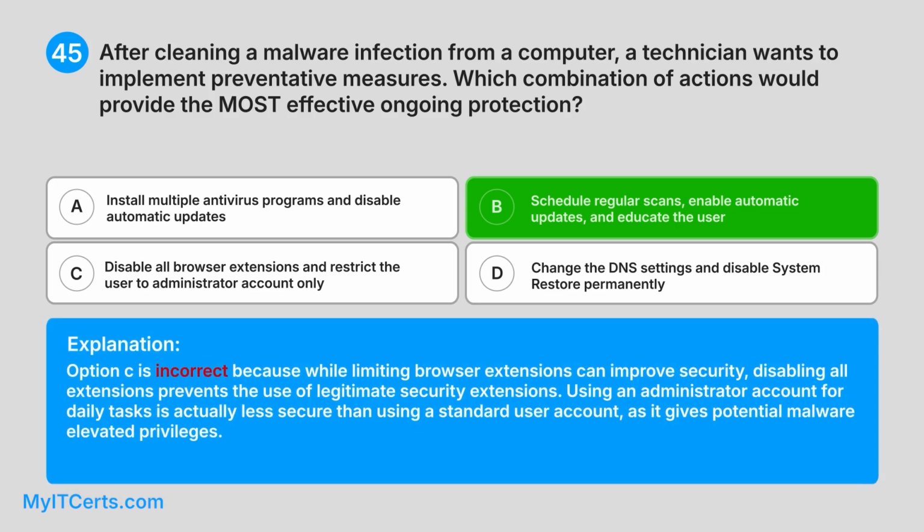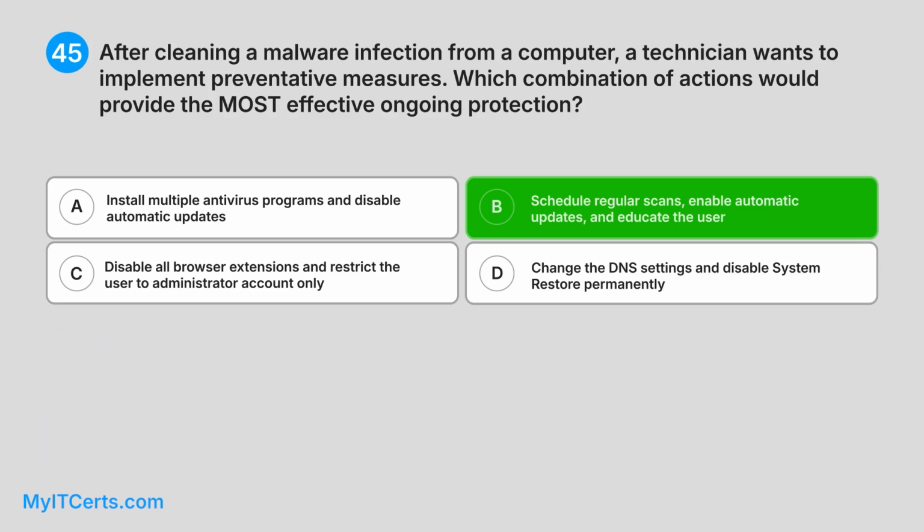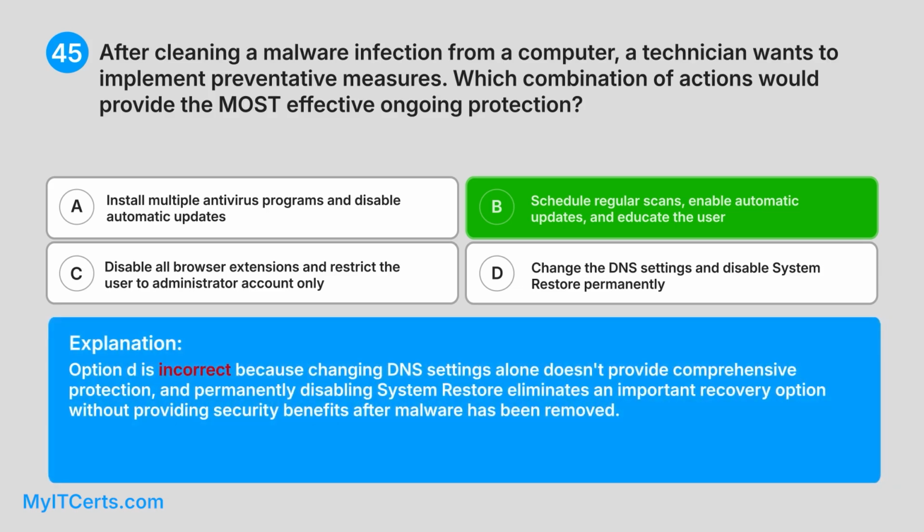Option C is incorrect because while limiting browser extensions can improve security, disabling all extensions prevents the use of legitimate security extensions. Using an administrator account for daily tasks is actually less secure than using a standard user account, as it gives potential malware elevated privileges. Option D is incorrect because changing DNS settings alone doesn't provide comprehensive protection, and permanently disabling System Restore eliminates an important recovery option without providing security benefits after malware has been removed.